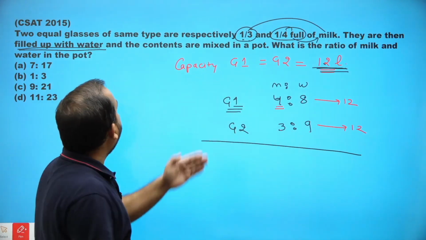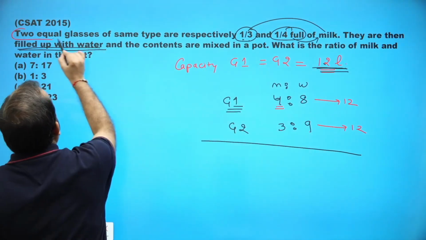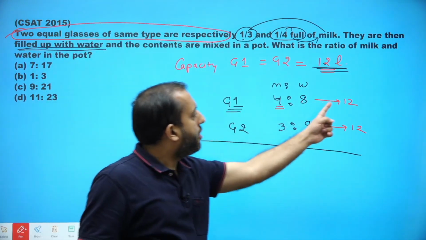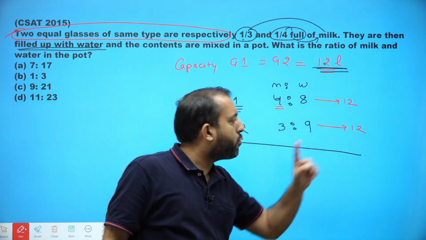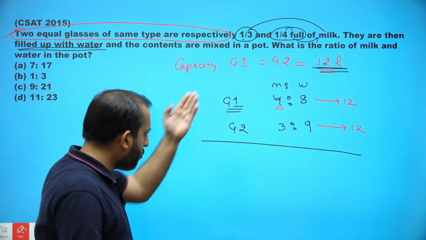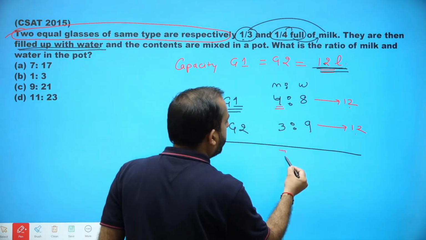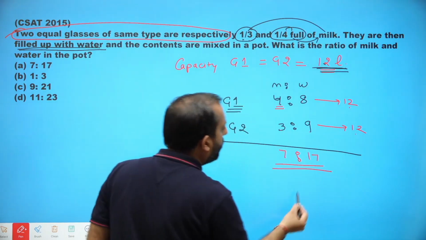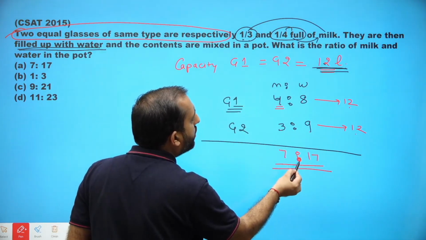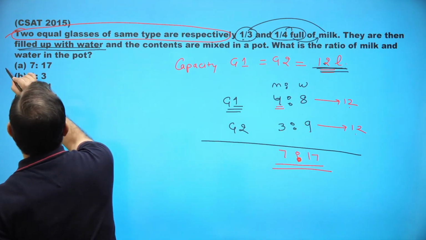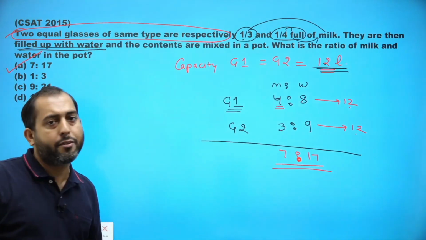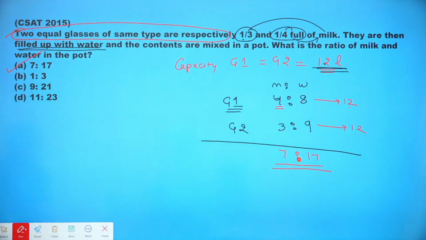Why? Because the hidden condition of the question got justified. The total of glass 1 is 12, the total of glass 2 is 12. Okay, so add them. What is 4 plus 3? 7. What is 8 plus 9? 17. So what is the ratio of milk and water in the pot when they were mixed? The ratio is 7 to 17. Kindly make a note of it.